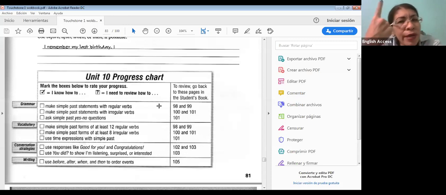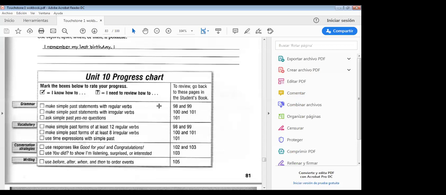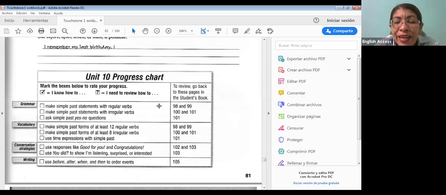One more time, make simple past statements with irregular verbs. Tell me just one example. It could be affirmative or negative. Just one, okay? Abigail, tell me one simple past, irregular verbs. I took English class. I didn't take an English class. Excellent.